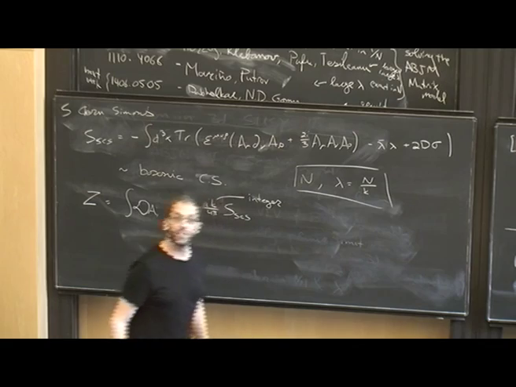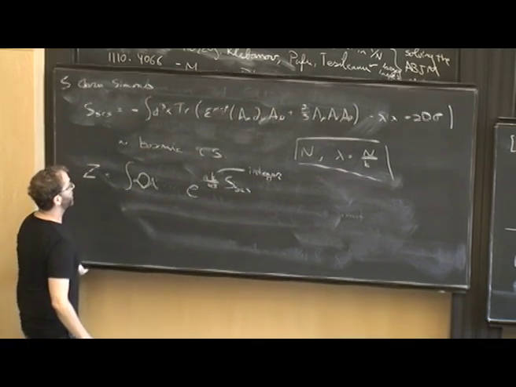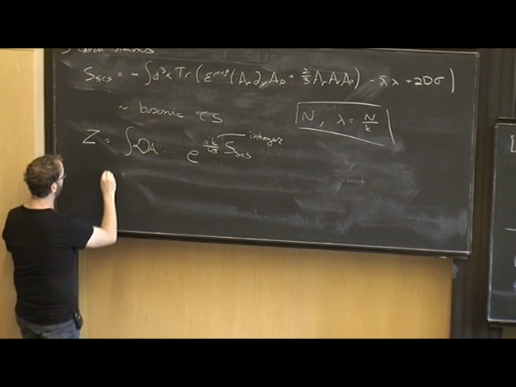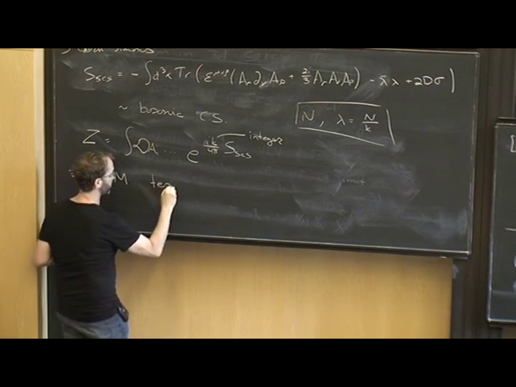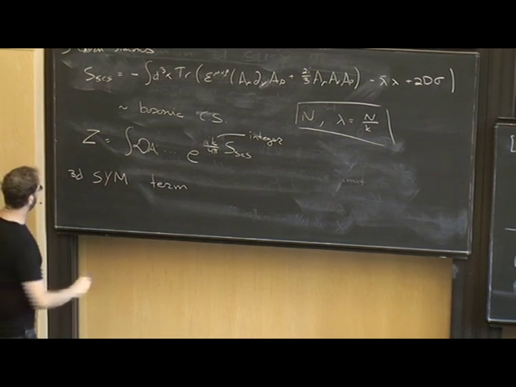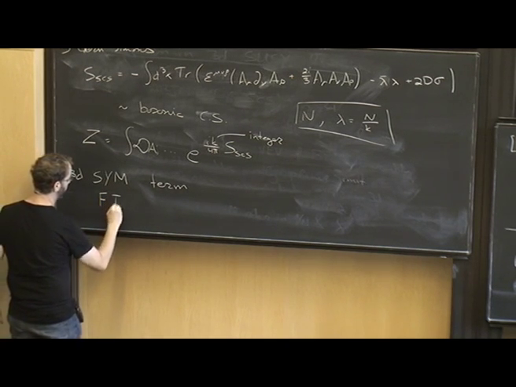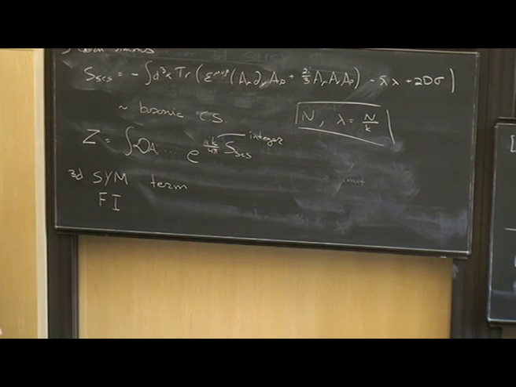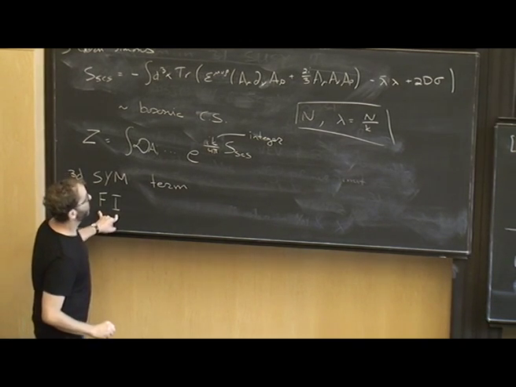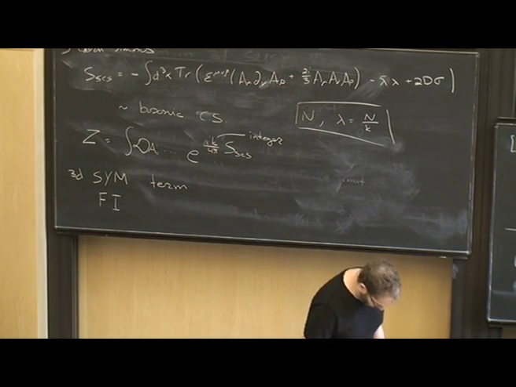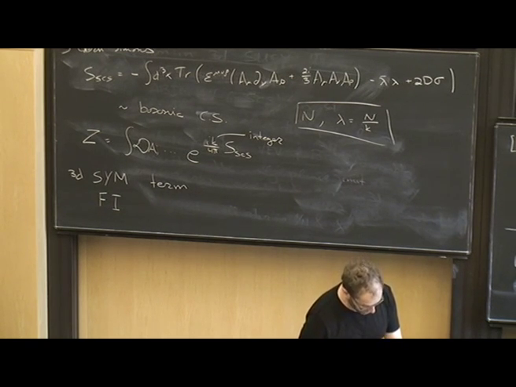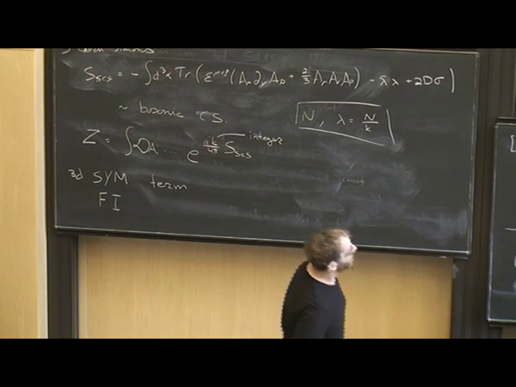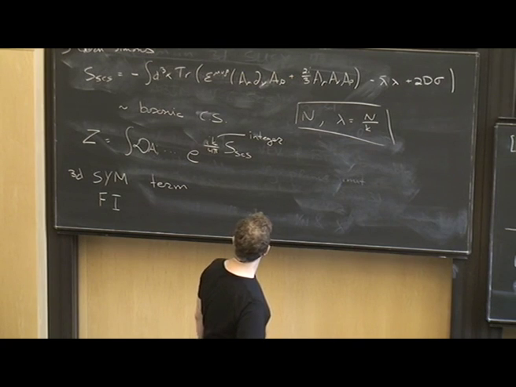Now you can try to write other actions for the vector multiplets, and the standard actions you can add are a Yang-Mills, super Yang-Mills term, I'll come back to that later, and also you can add a Fayet-Iliopoulos term for any abelian gauge group, for any U(1) factor. All these you can add to this. So this is what happens if we have just vector fields.